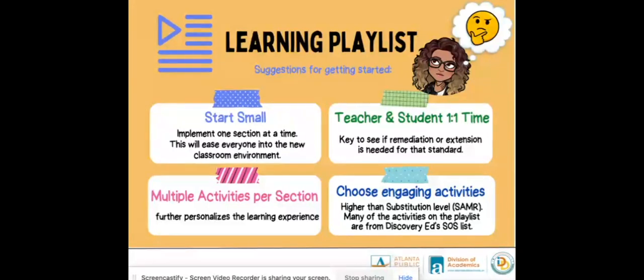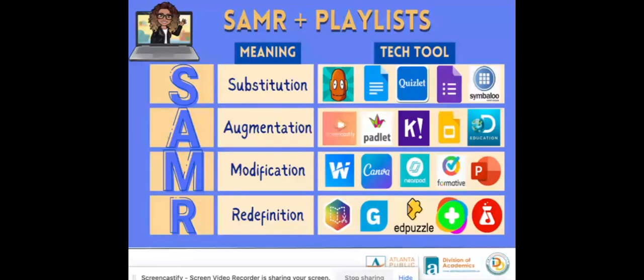If you program multiple activities per section, you're further personalizing their learning experience and giving the students more choice and voice. And then make sure you're choosing engaging activities. So you want them to be higher than substitution on the SAMR model. And many of the activities on the playlist come from different tech tools that we have subscriptions to. And you're not going to have to reinvent the wheel or do a lot of pre-work, just kind of assign things to the students. Let's look at the SAMR scale and see where different technologies fall on that scale.